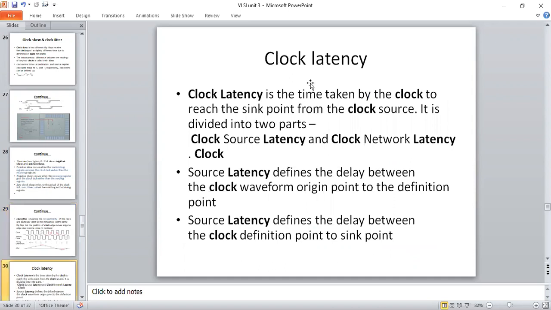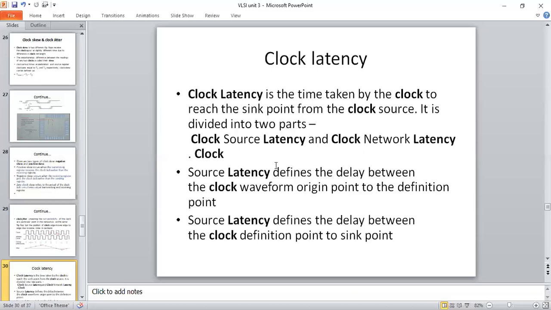And next we come to the clock latency. Clock latency is nothing but the time taken to reach the sync point from the source point. I will explain what the sync point and source point are in the next slide. Just remember that it is a difference between the clock reaching the sync point and the source point here.